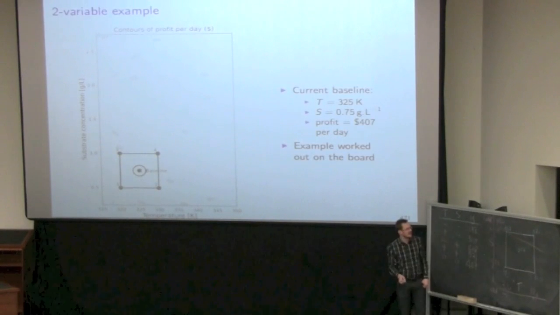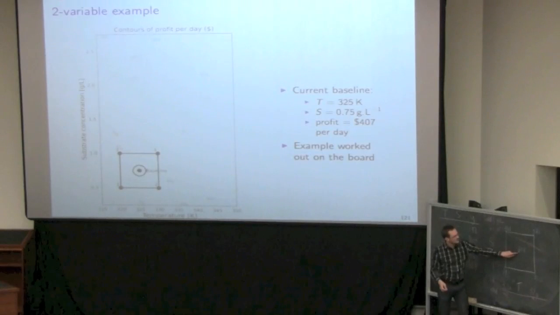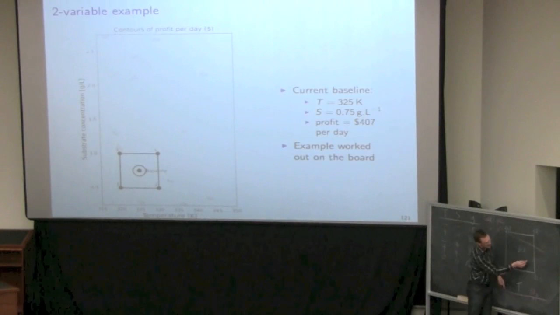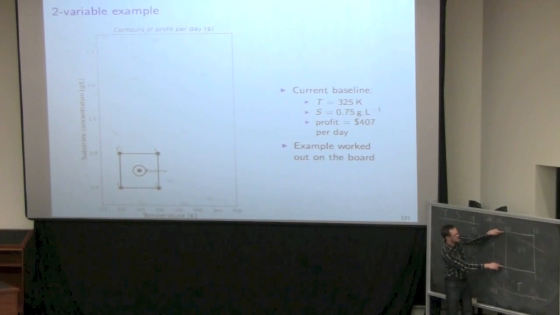Let's take 407 next. 407 is over here. Where's 407? Somewhere along this line. It's over here. There's 407, and then 407 also exists somewhere over here.